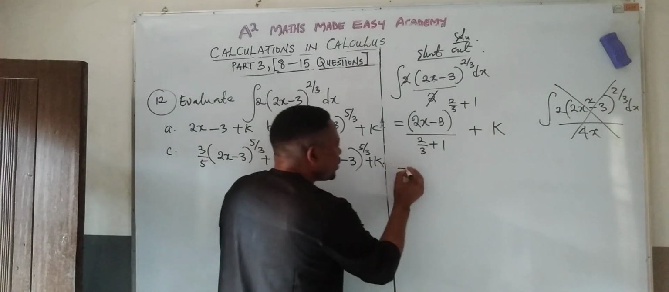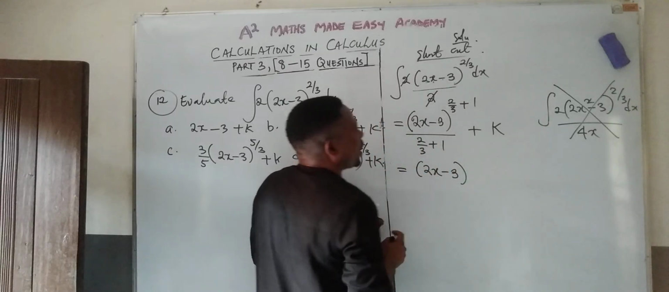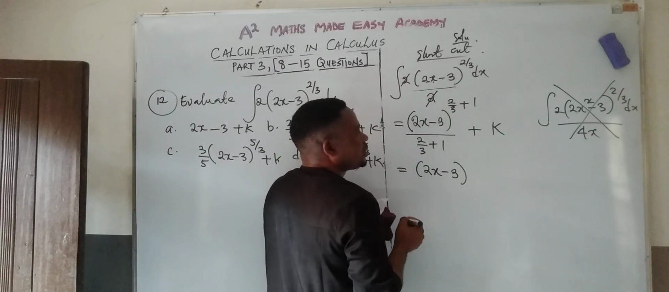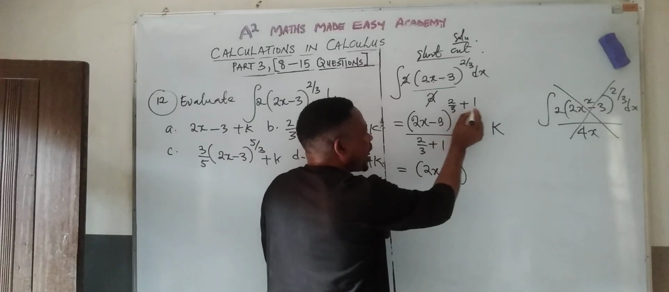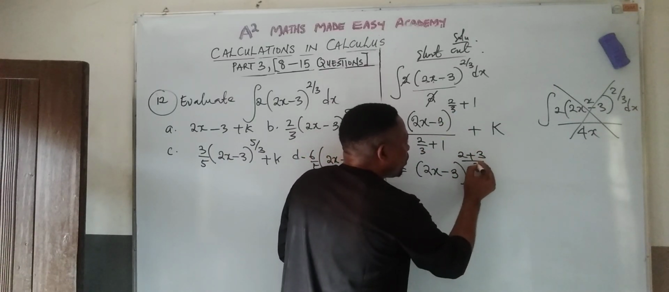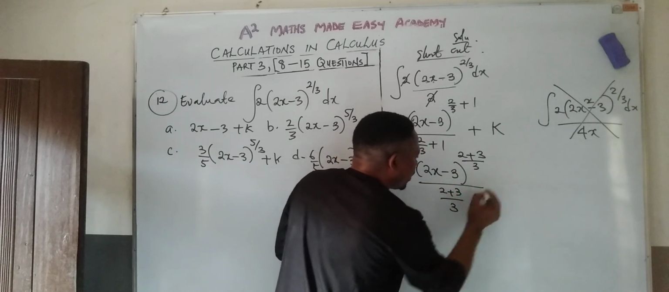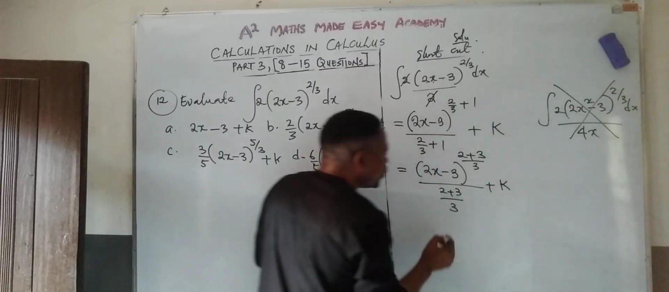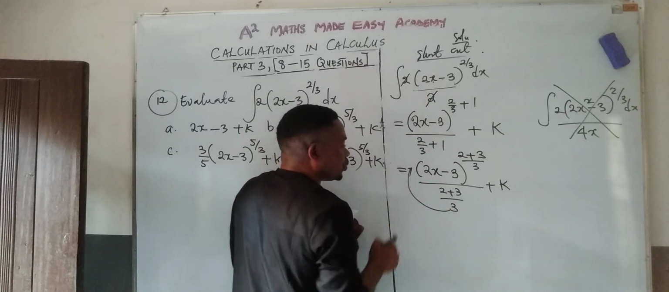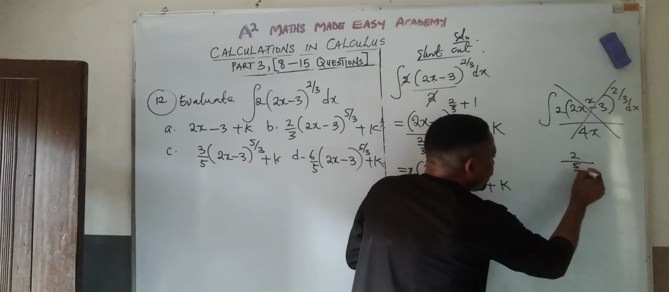Now let's go. Can you discover that this is 2x minus 3. Close the bracket. What is your LCM? 3. But just say 3 times 1. What is it? 3. It becomes 2 plus 3 divided by 3. The same thing here, 2 plus 3 divided by 3. Then plus K. Do you know that this will go down according to the law of indices? How? If I'm given 2 all over 5 over 6.